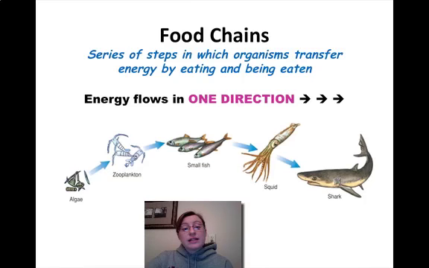So we can study this by looking at some very strongly linked organisms based on a food chain. And note that energy flows only in one direction here. It goes from who is being eaten to who is doing the eating. So ultimately, we want to see the energy end up at our top level consumer there. So here is a nice food chain.